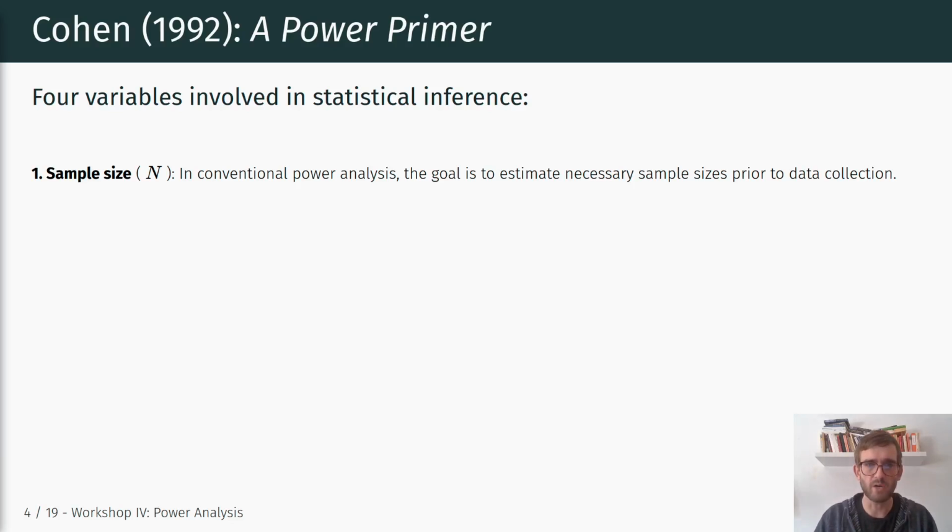And in conventional power analysis, the goal is usually to estimate the necessary sample size that we need in order to be able to detect our effects with sufficient power prior to data collection, right? So usually before we start collecting our data, we would conduct a power analysis, and the goal of the power analysis is to provide an estimate of how many respondents, how large of a sample do we need to collect in order to actually provide reliable estimates for our quantities of interest. Okay.